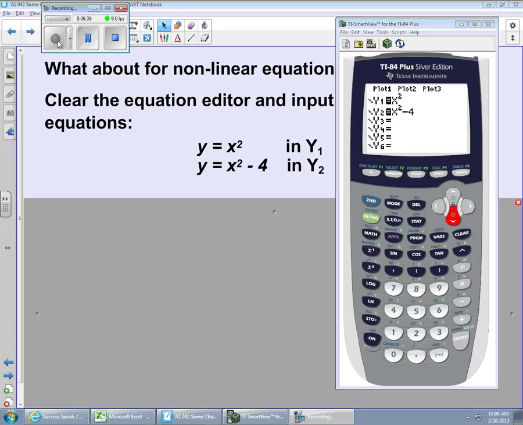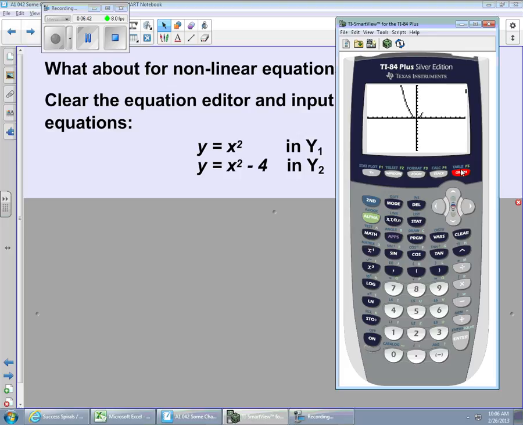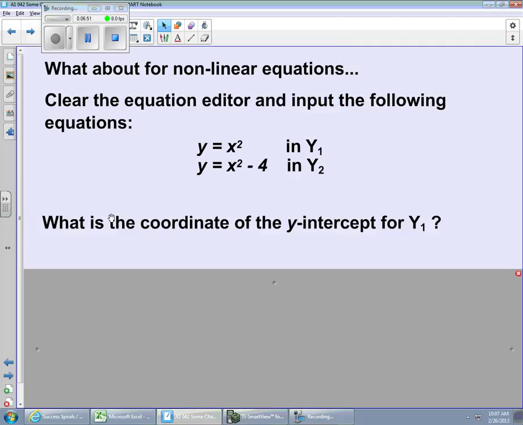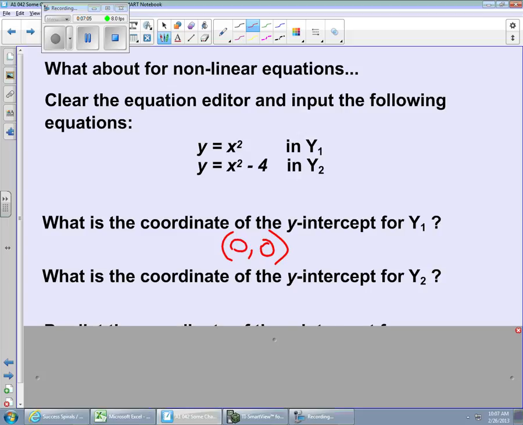All right, once you've got your equations, go ahead and hit your graph. Okay. Obviously, we're looking at parabolas this time rather than lines. Okay, well, have a look in your graph. What's the coordinate of your y-intercept for y1? Is it at the origin again? Okay. How about your coordinate of your y-intercept for y2? 0, 4. Is it 4? Negative 4. Good.